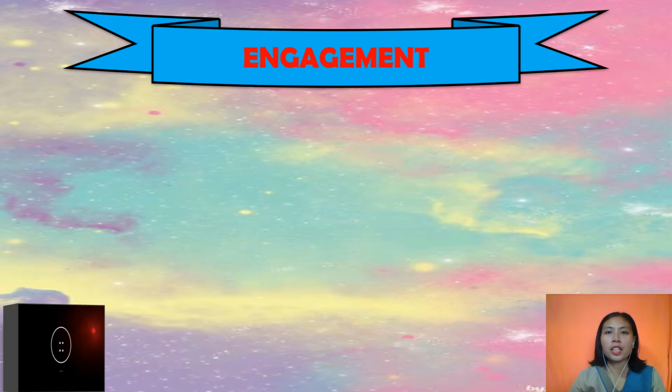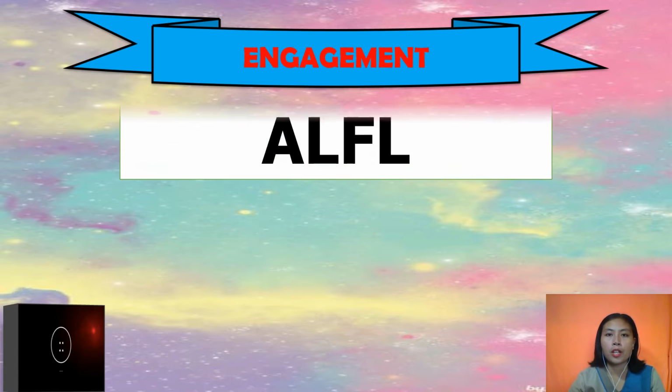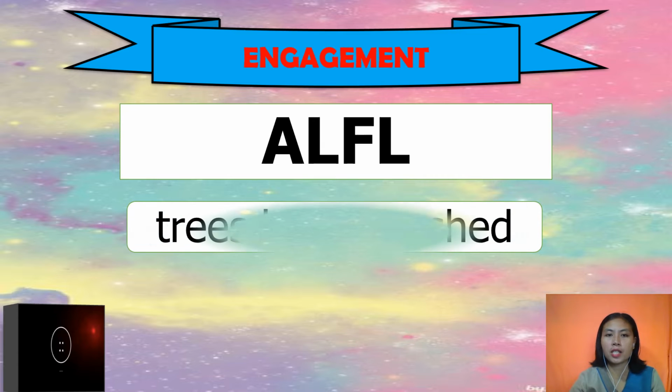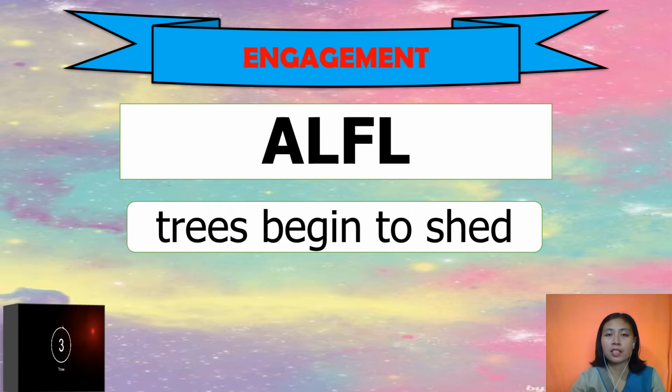For this activity, you are going to arrange the scrambled letters of the different 4 seasons in other countries with the help of the clues. You are given 3 seconds to answer. Are you ready? Okay, this is the first scrambled letters. And the meaning of this, trees begin to shed. What season is that?